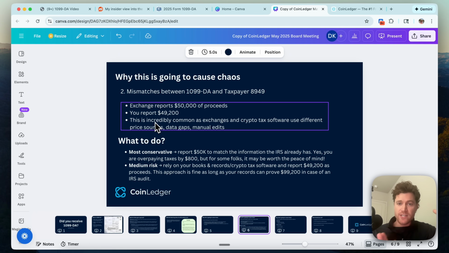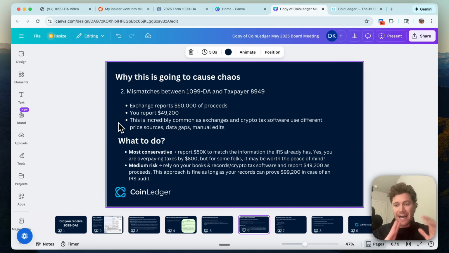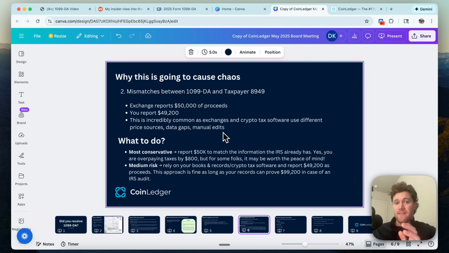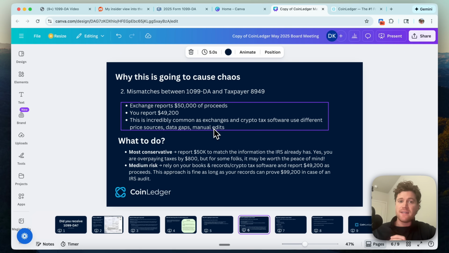It's going to happen all the time because accountants and crypto tax software companies, everyone uses slightly different data to calculate what XYZ coin was worth at the time of sale. So the proceeds, what the exchange reports versus what your crypto tax software platform or your accountant or what you manually report, can slightly differ between these 1099-DAs versus your records. Things like manually editing data, missing transaction data, and different price sources can lead to these minor discrepancies all over the place.